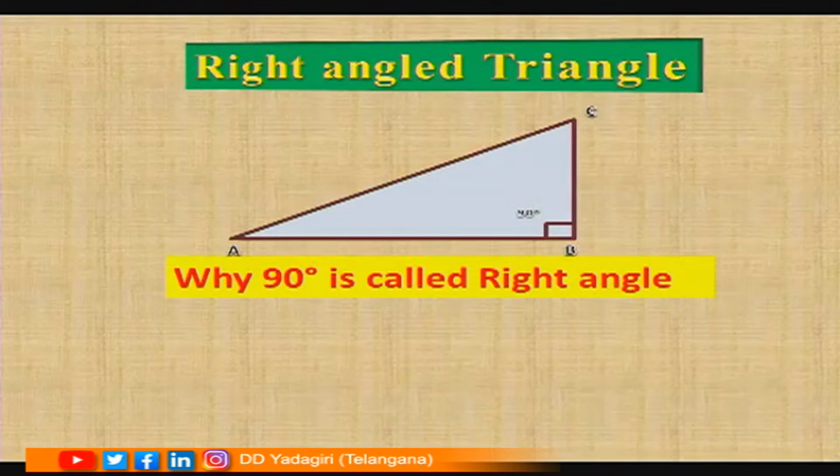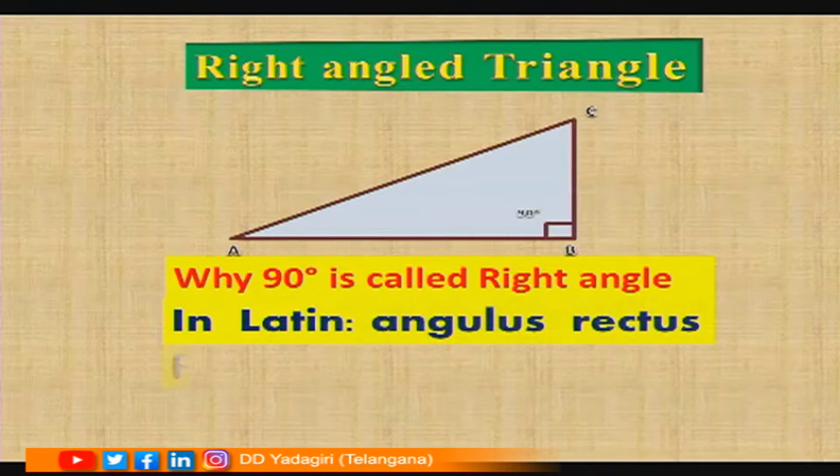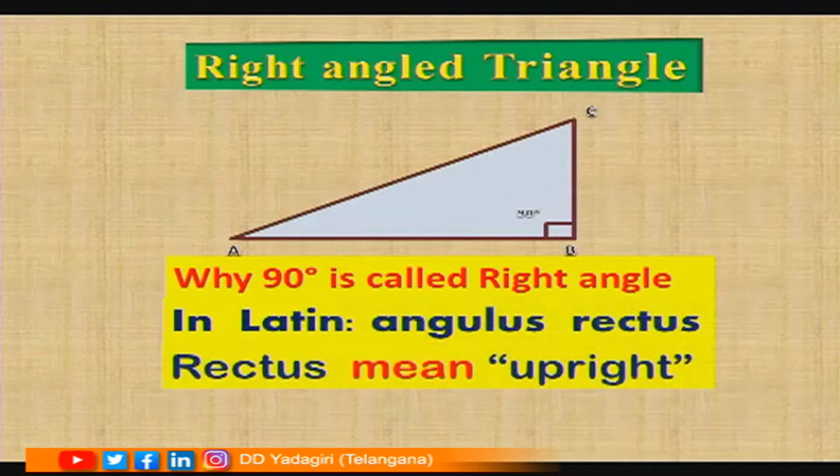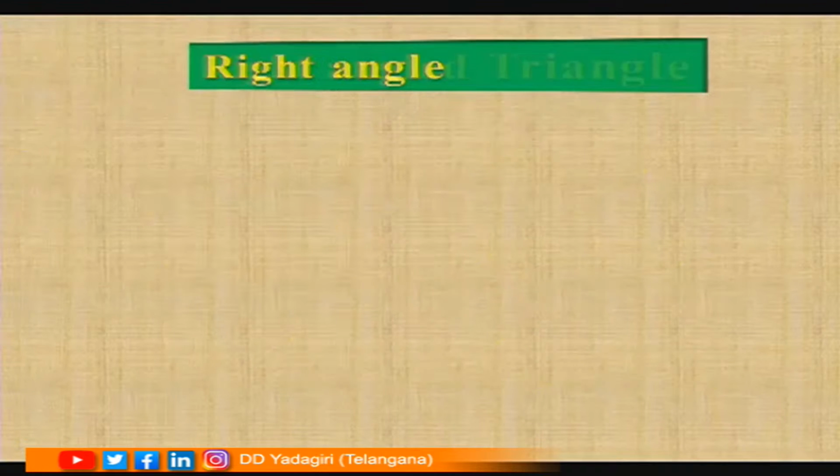Now, why do we call a 90 degrees angle a right angle? Shall we see it? Please see. In Latin, angulus rectus means the angle between an upright line or a vertical line. That is the reason rectus here means an upright line, right angle.